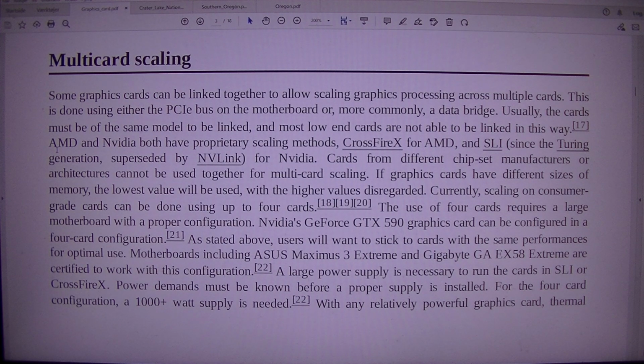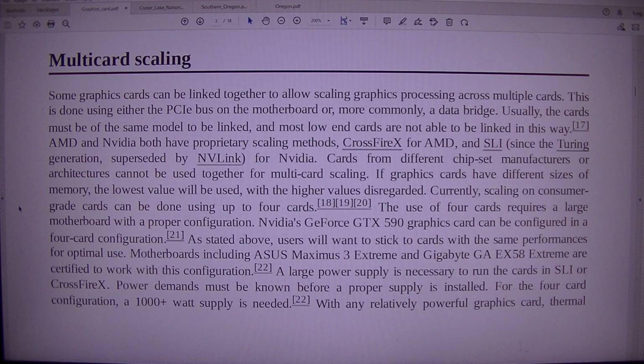Cards from different chipset manufacturers or architectures cannot be used together for multi-card scaling. If graphics cards have different sizes of memory, the lowest value will be used, with the higher values disregarded. Currently, scaling on consumer-grade cards can be done using up to 4 cards. The use of 4 cards requires a large motherboard with a proper configuration.